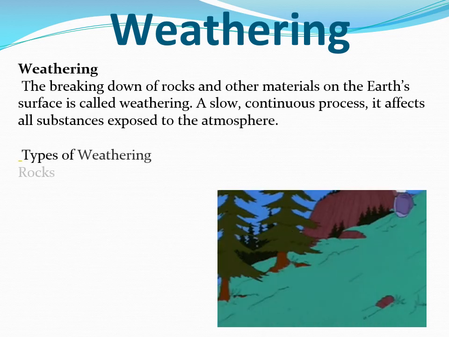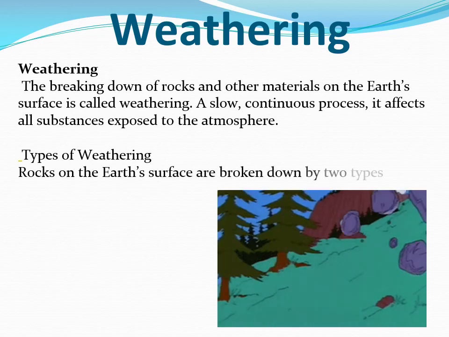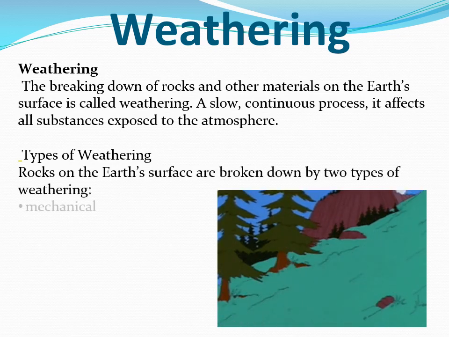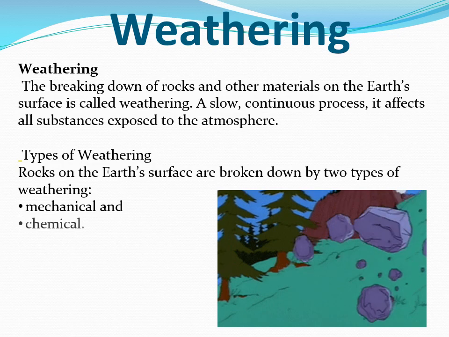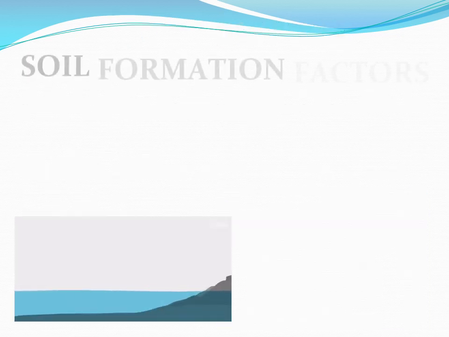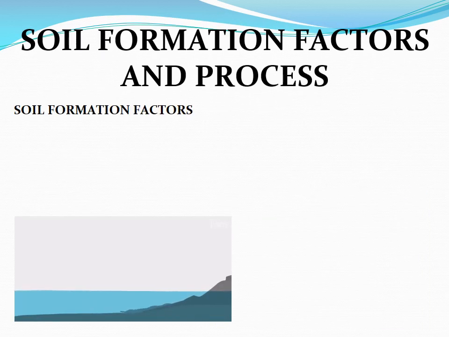Rocks on Earth's surface are broken down by two types of weathering. First is mechanical and second is chemical. Now we will understand soil formation factors and processes.